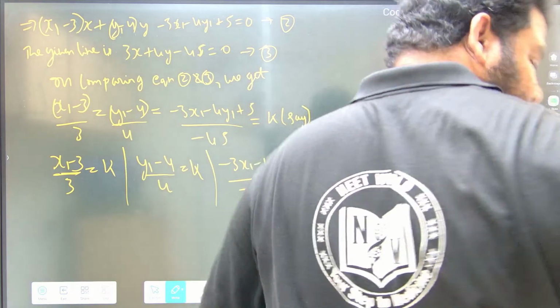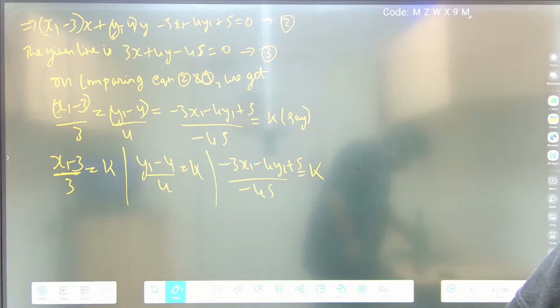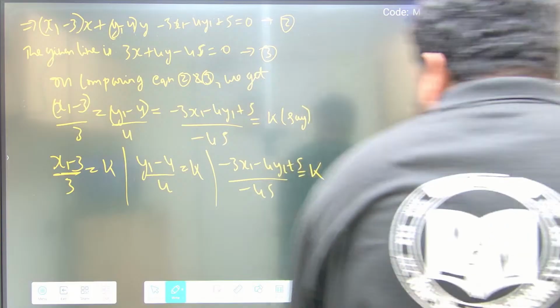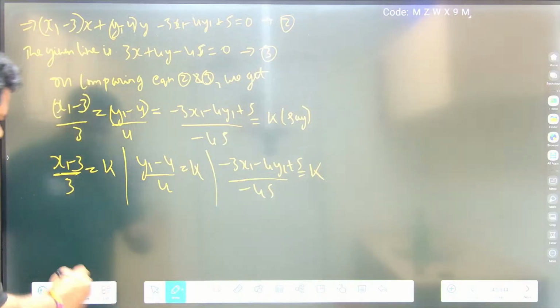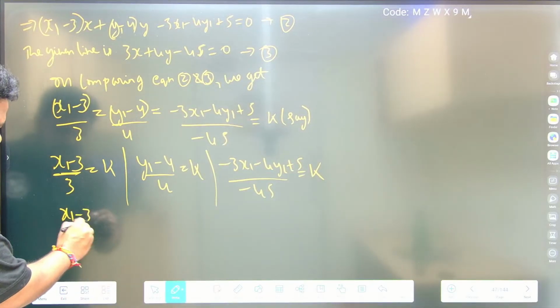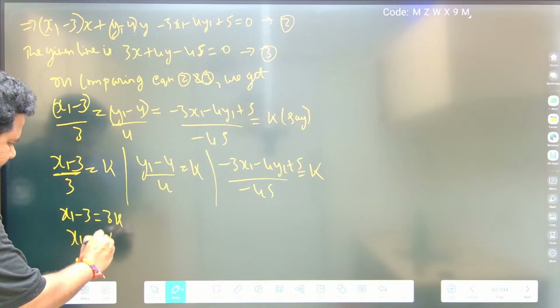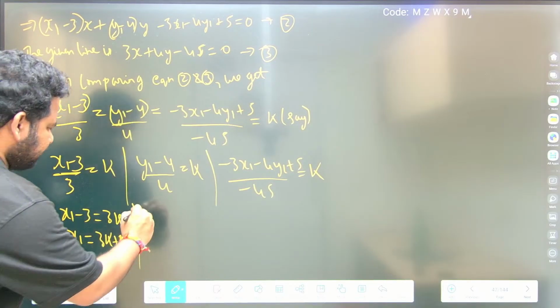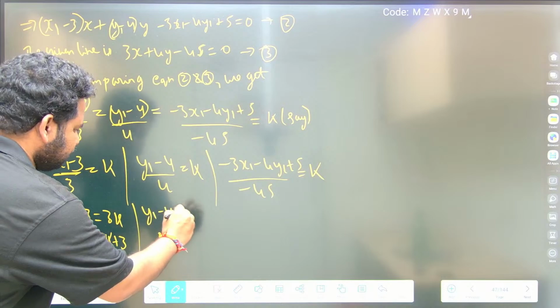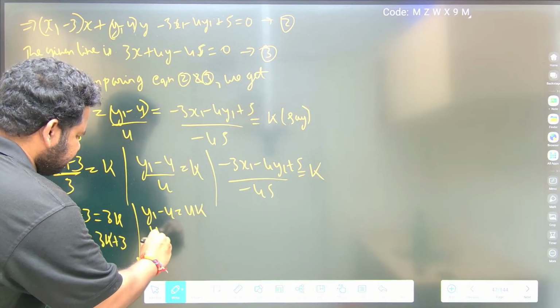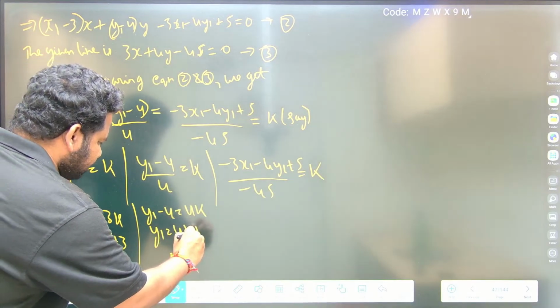Now see here. Who is this? Just a minute, friends. See, this will become what, friends? x1 minus 3, if I equate this, will become 3k. So x1 will be equal to 3k plus 3. Now here, what will happen to y1? y1 minus 4 is equal to 4k. So y1 is equal to 4k plus 4.